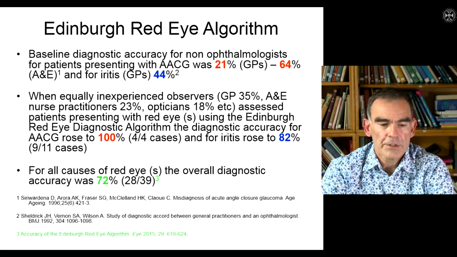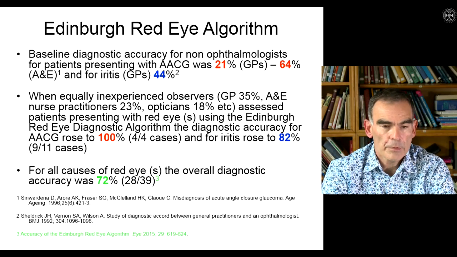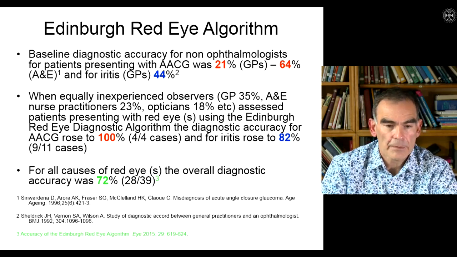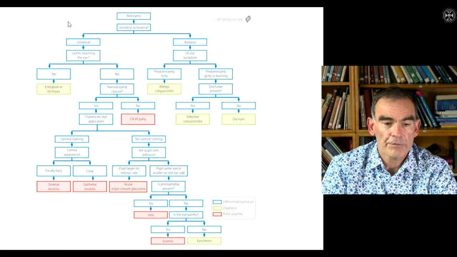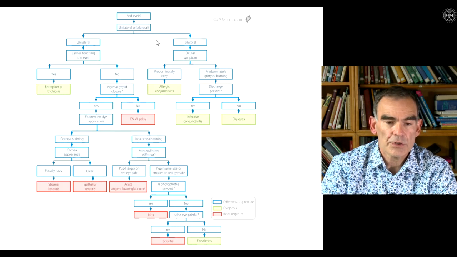So overall, the accuracy of the red eye algorithm was 72%. Moving on to, in fact, this is just an example of the red eye algorithm. I'm just highlighting now, you can see the first question at the top here is the obvious thing. Is the red eye bilateral? Is it red eyes or is it unilateral?